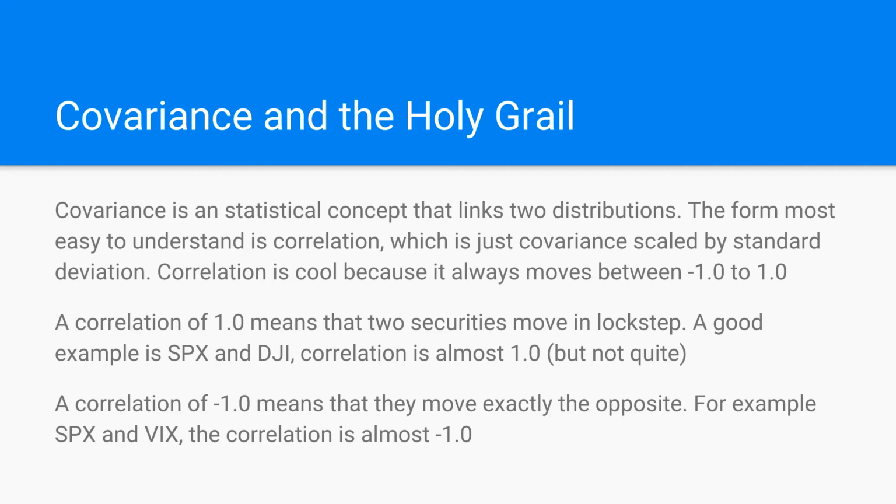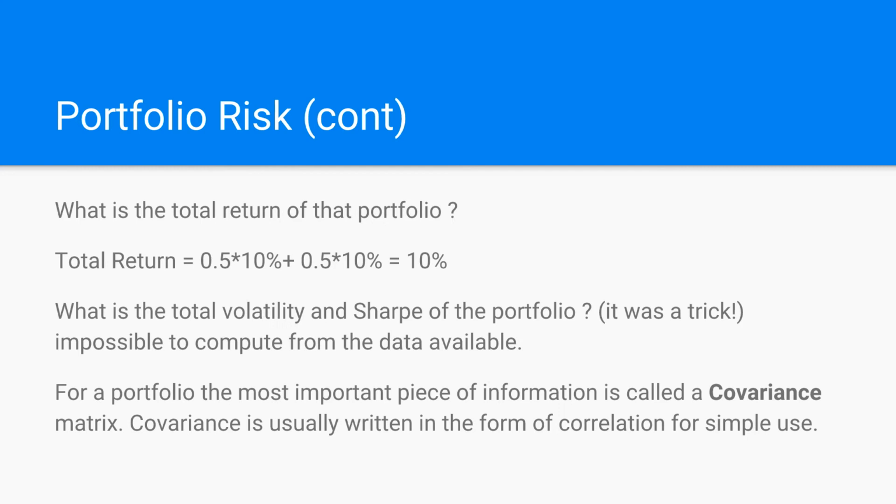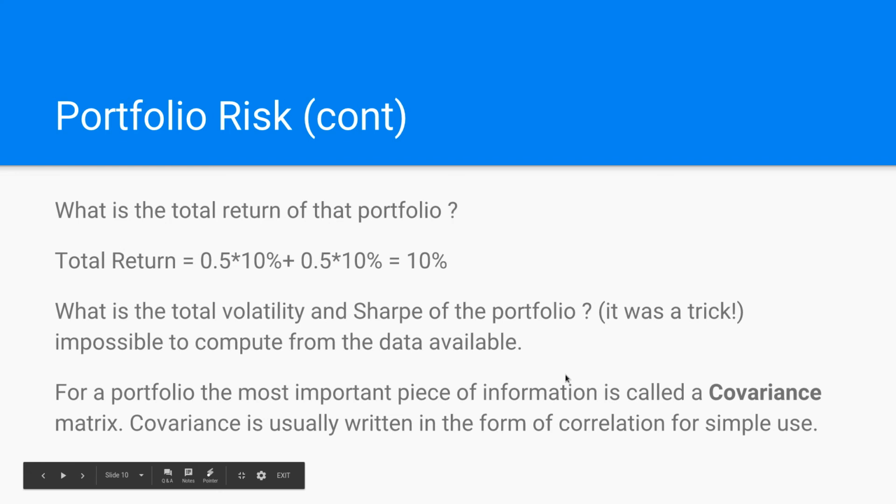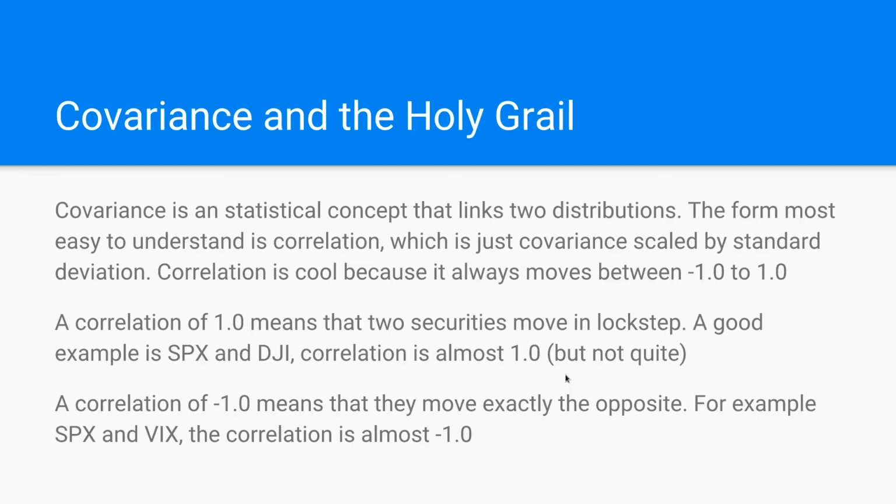So that's a positive correlation. A correlation of minus 1.0 means they move in opposite directions. If something goes up, the other one goes down, the perfect opposite. An example is SPX and VIX. The correlation between those two is almost minus 1.0, not quite, like minus 0.97. If the market falls, VIX goes up, and if the market goes up, VIX goes down. And that's what we are missing to compute the total risk: the correlation between these two securities. That correlation is very important, and it will also take us a step closer to the second way of achieving the Holy Grail.